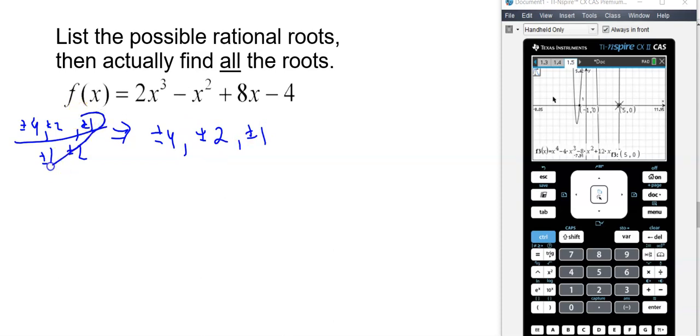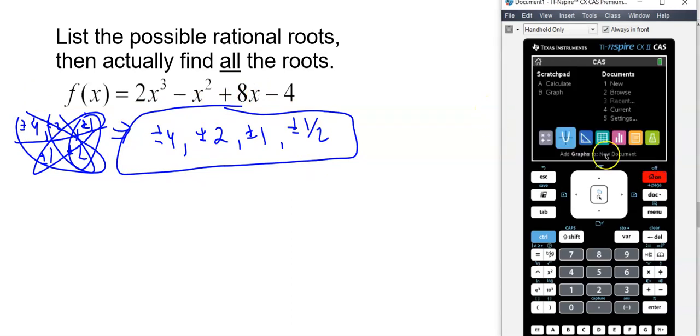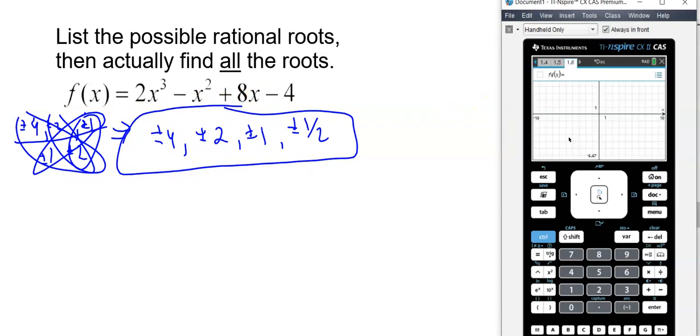If I do factors of, I guess I could do the 1/2 here. So plus or minus 1/2. 2 over 2 is 1, I already have that, and 4 over 2 is 2, I already have that. So there's really just 8 possibilities there. Those are the possible rationals. Let's go ahead and graph this and see how many of those actually work. I'm expecting one of them to work, to be honest. The way I write my problems, typically, x squared plus 8x minus 4.